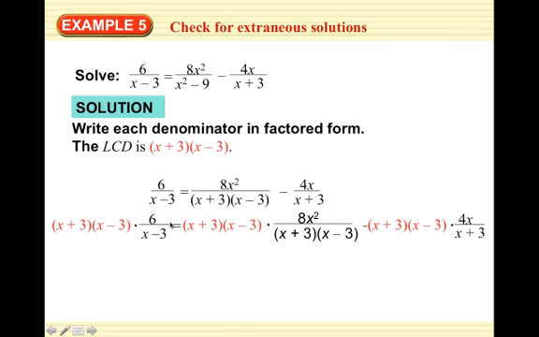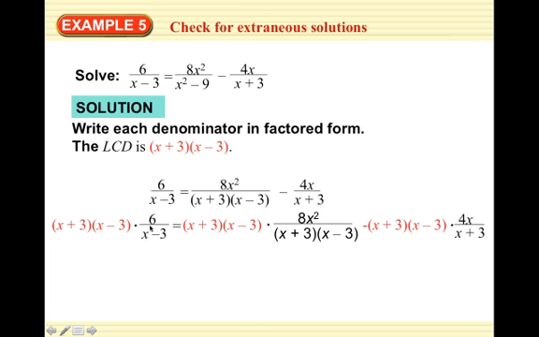All right, so we're going to take this 6 over x minus 3, and we're going to multiply that by x plus 3 times x minus 3. And we're going to multiply the right-hand side. They went ahead and showed it distributed, so we're going to multiply both terms by x plus 3 times x minus 3.